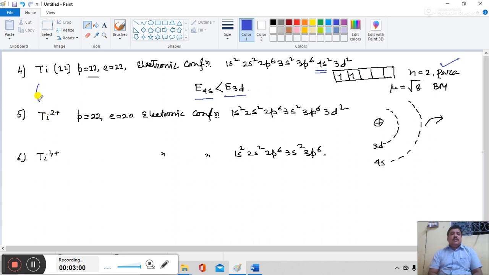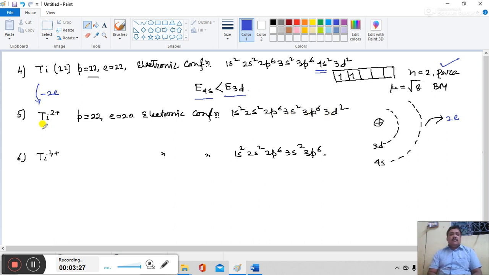Now, what is the configuration of Ti2+? When titanium releases 2 electrons from its outermost shell, it converts to Ti2+. Now, which one is the outermost shell? According to position, the outermost shell is 4s. So, releasing these 2 electrons from the 4s subshell, Ti converts to Ti2+, and the configuration becomes 1s2 2s2 2p6, 3s2 3p6, 3d2.